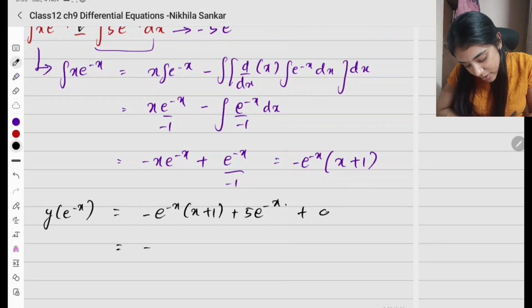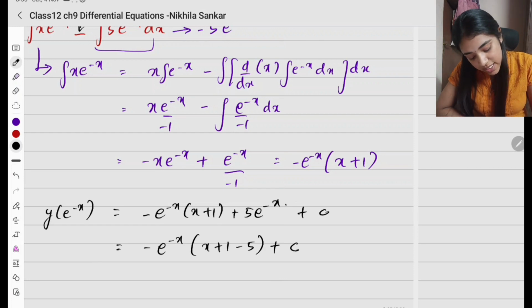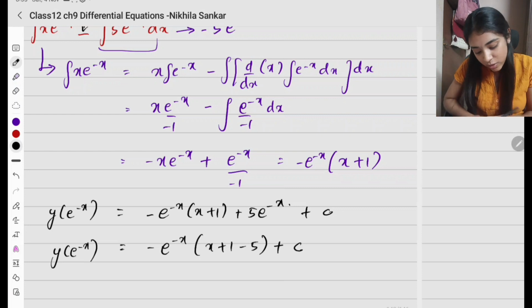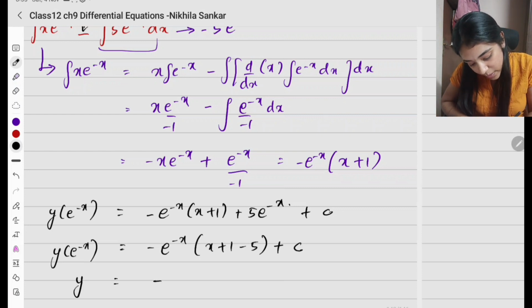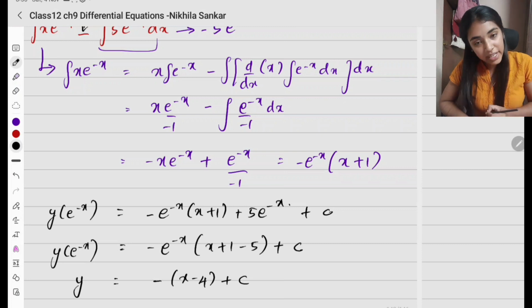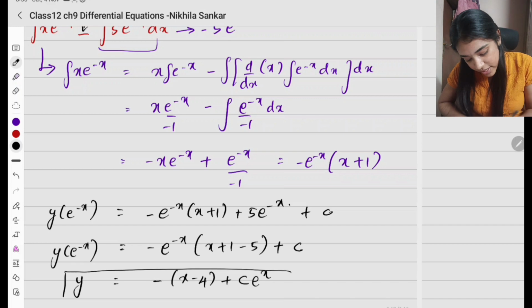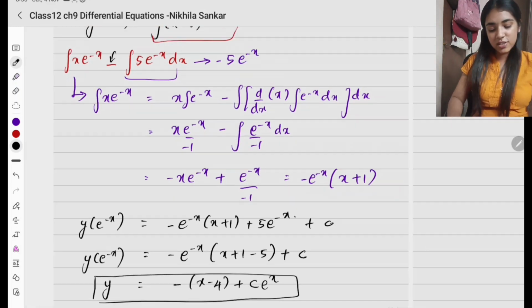இந்த இடத்துல minus e to the x club பண்ணா minus e to the minus x times x plus 1 minus 5 plus c. Okay, so this is y e to the minus x. Now dividing the whole equation by e to the minus x, I have y equals minus of x minus 4 plus c. Bracket la x minus 4 irukku. E to the x. Don't forget the e to the x here. So this is my general solution.